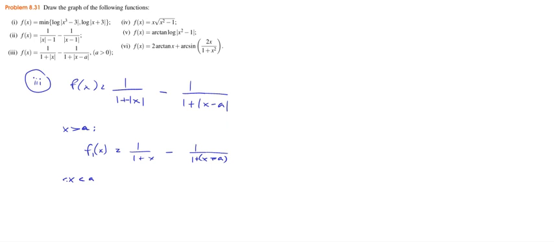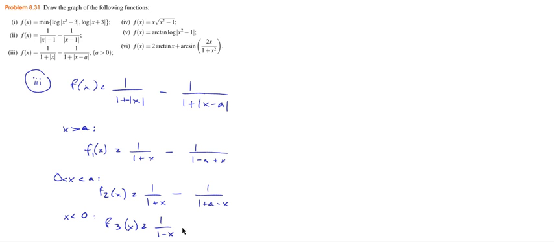You have x between a and 0, and so this is 1 over 1 plus x minus 1 over 1 plus a minus x, right? Or you can say this is minus 1 over 1 minus a plus x. And then if x is smaller than 0, you have f is 1 over 1 minus x minus 1 over 1 plus a minus x. Okay, so now let's study these functions.